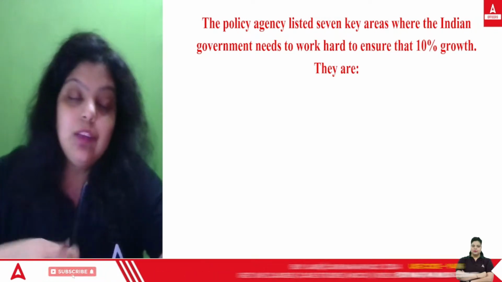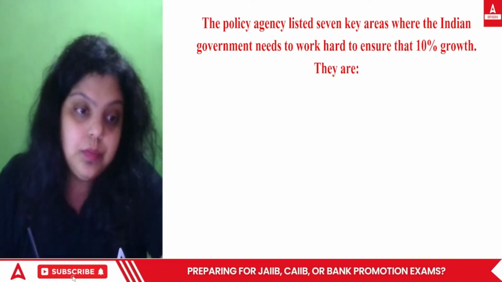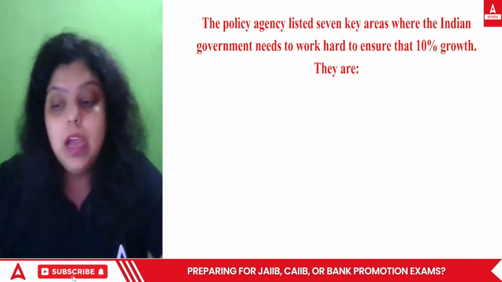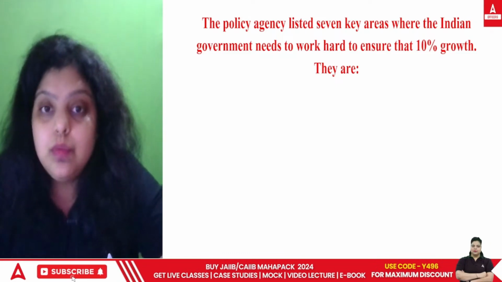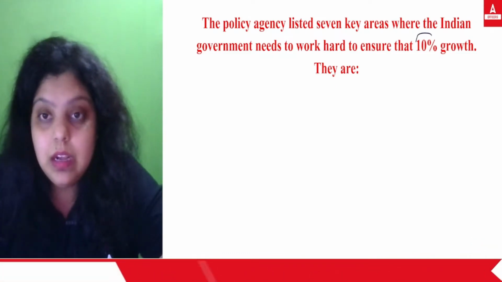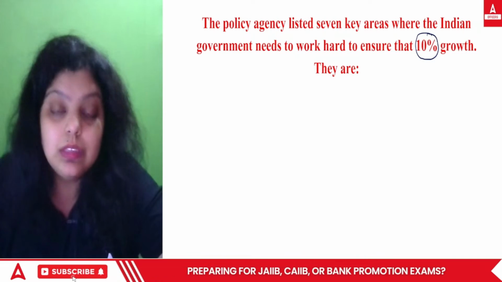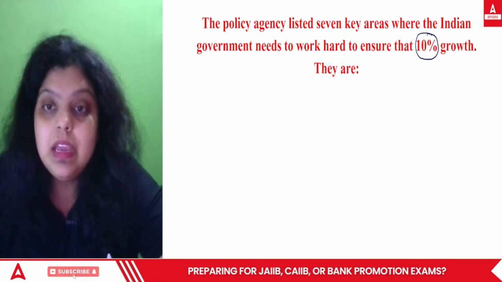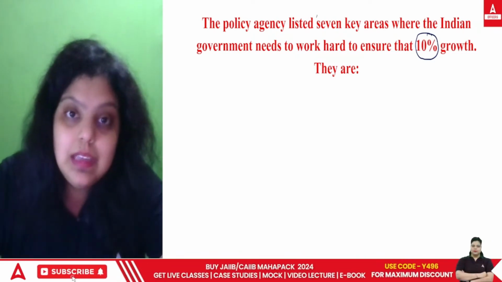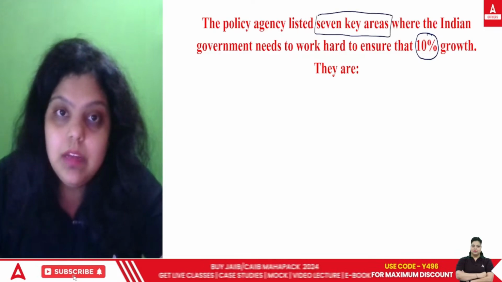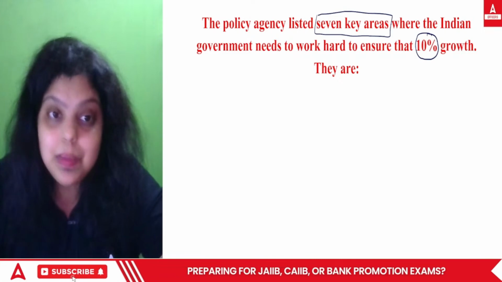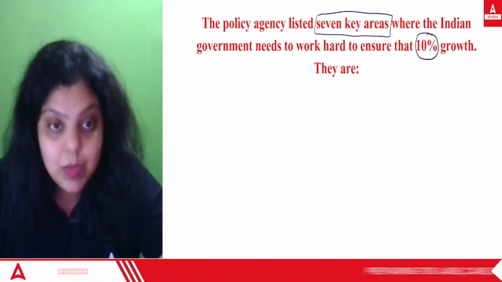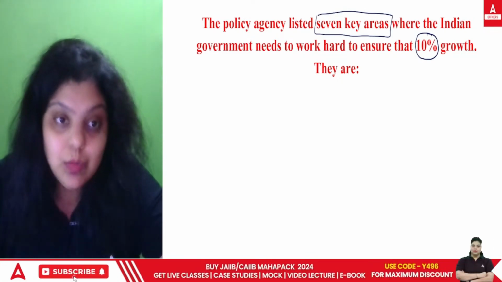So first of all, as per NITI Aayog, as we want our country to grow, every country always wants to grow. NITI Aayog has said that if the government of India wants 10% GDP growth, then there are certain key areas that have to be developed. It means if the government of our country wants 10% GDP every year, then there are 7 areas on which we have to start working.